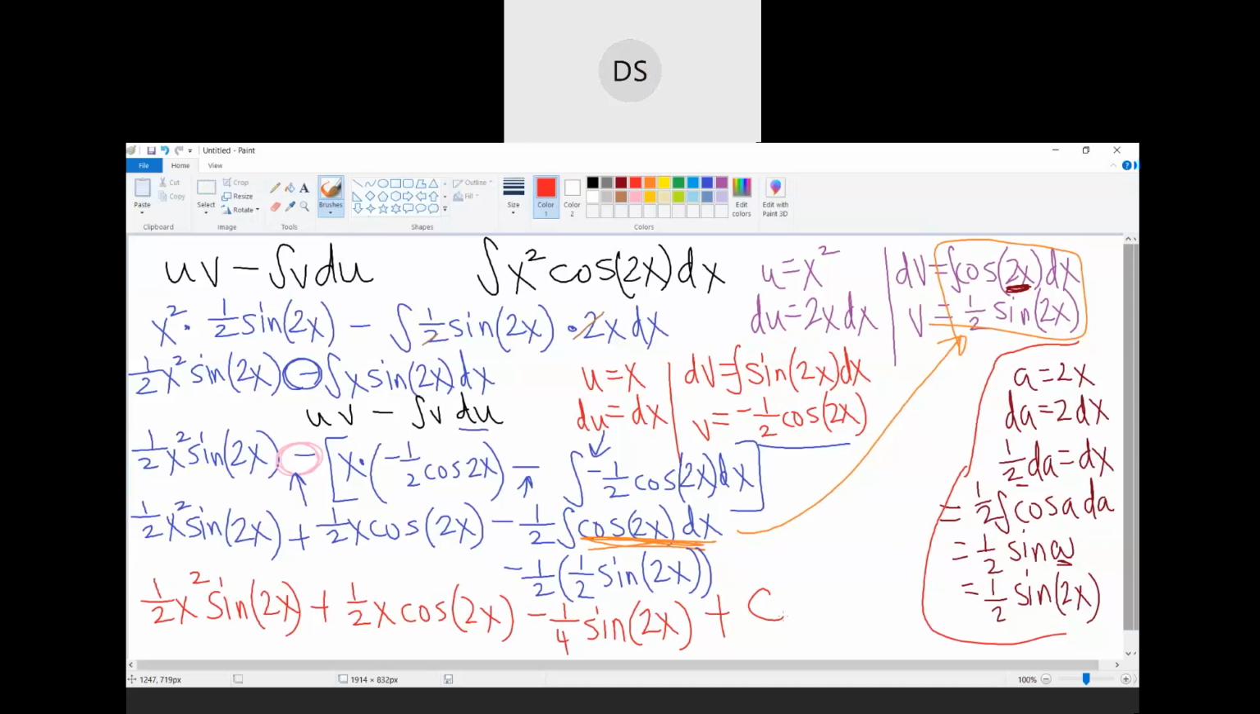Our next problem, let's actually plug in some numbers. Still using integration by parts.